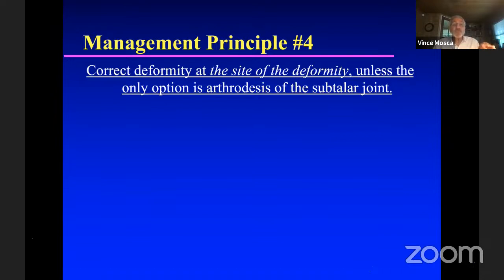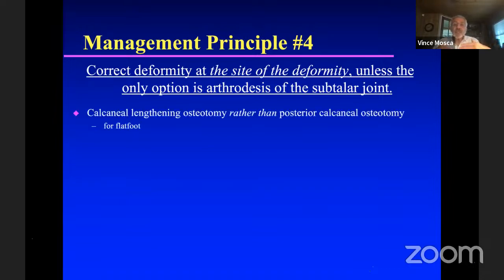Now, the next principle is to correct the deformities at the site of deformity, unless the only option is arthrodesis. But what do I mean by at the site of deformity? So in a flat foot, eversion is up and out. That's the deformity of the hind foot. It's eversion. Well, the calcaneal lengthening osteotomy is a procedure that corrects all components of subtalar joint eversion at the site of deformity.